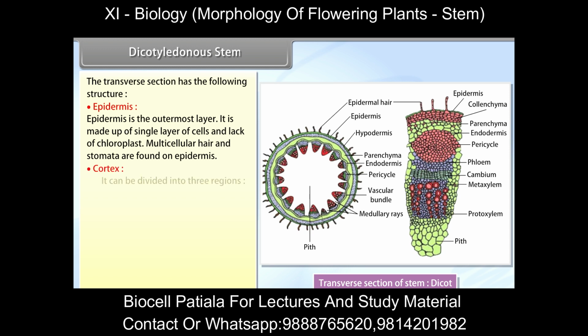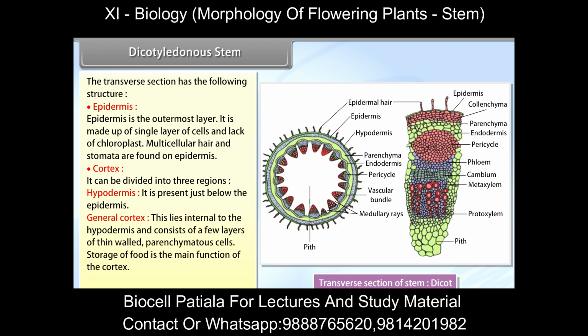Cortex. It can be divided into three regions. Hypodermis. It is present just below the epidermis. General cortex. This lies internal to the hypodermis and consists of few layers of thin-walled parenchymatous cells. Storage of food is the main function of the cortex. Endodermis. It is innermost layer of the cortex.